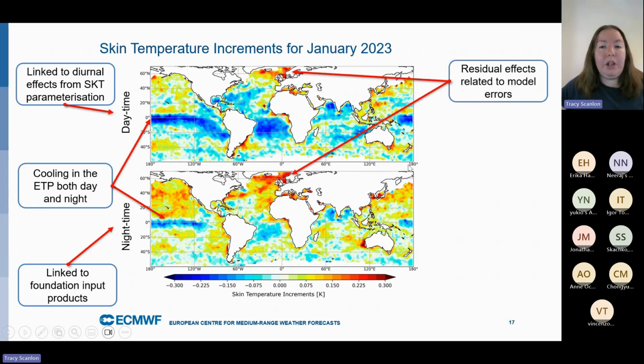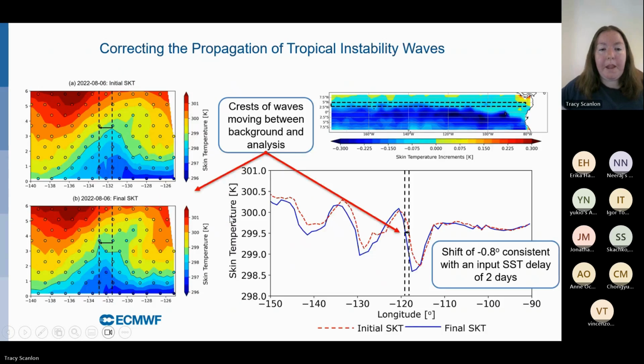And then if we have a look at January 2023, again split by daytime and nighttime, we again see this large cooling pattern, which I will show a bit more detail on in the next slide. But we also see these residual warming effects, possibly related to model errors or to the emissivity model, as I was talking about just now. So these are the increments that will be added into the coupled system.